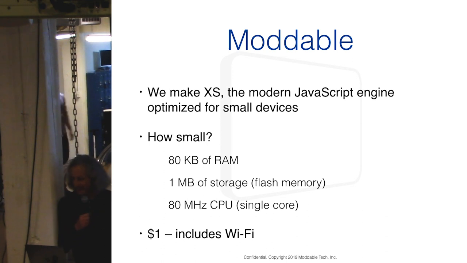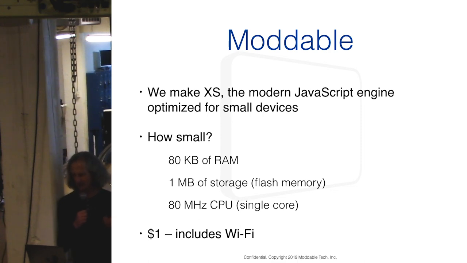So at Moddable, we make the XS JavaScript engine. And it's focused on small devices. So it's completely different than every other engine you've run into. We obsess about how to fit into something small. How small? A typical target for us, and the one we're using here today, has 80 kilobytes of RAM. That's kilobytes, not megabytes, not gigabytes, kilobytes. A meg of storage, that's for your code and everything.